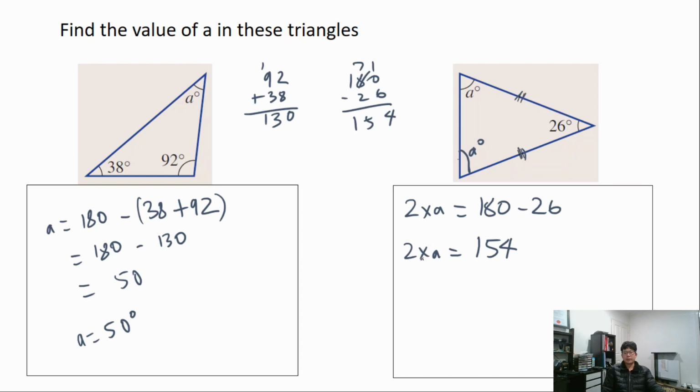So that means we have to divide 2 on both sides. Remember that fraction symbol is the same as division. That means we can cancel those 2 out. So we're left with a equals 154 divided by 2. Now let's quickly do that on the right here. Remember, you don't want to use a calculator. 15, 2 goes into 15 7 times, remainder of 1. And then 2 goes into 14 7 times again. So that means a equals 77 degrees.